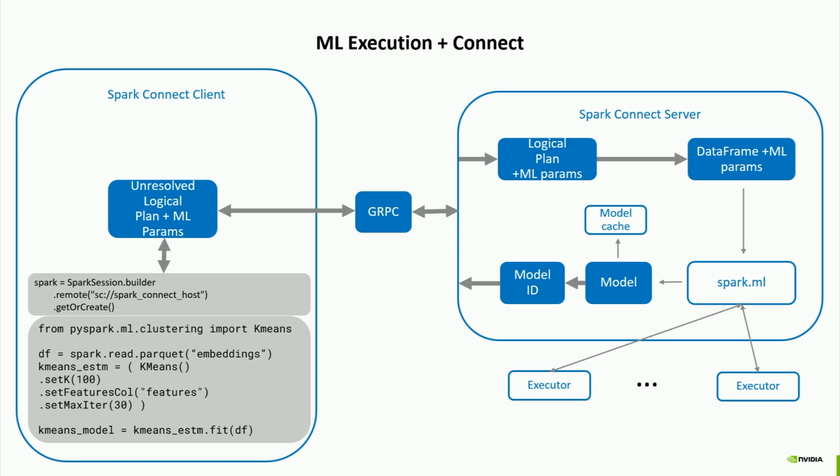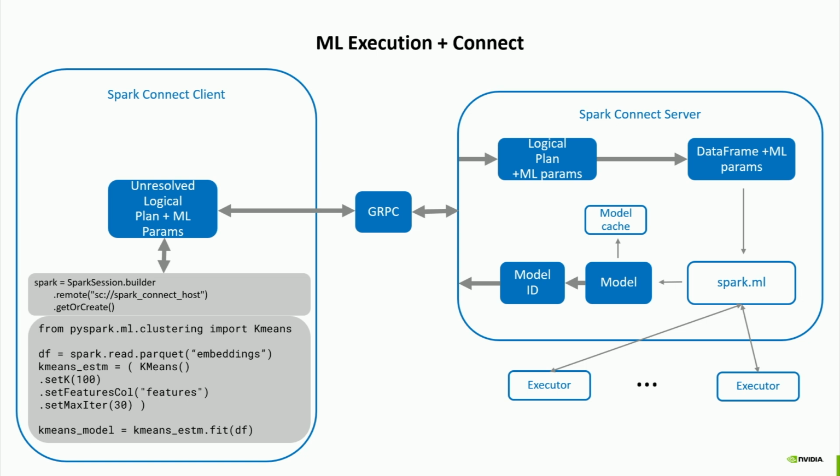The execution of the application code, as in the non-ML case, computes an unresolved logical plan to represent the data feeding into an ML action. In this case, it's k-means fit. And the plan and the ML parameters, including the algorithm and the action being invoked, are serialized and sent via the gRPC protocol to the server.